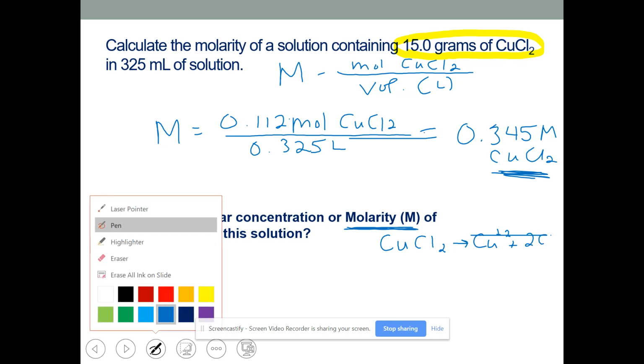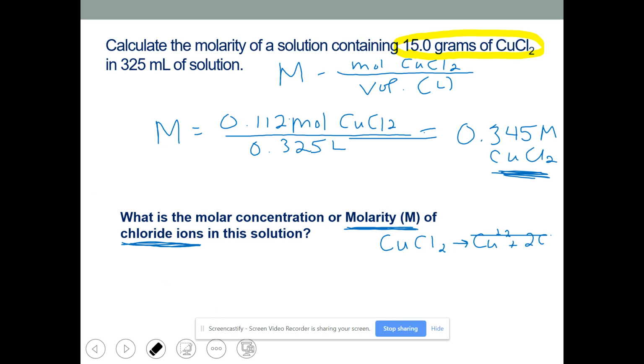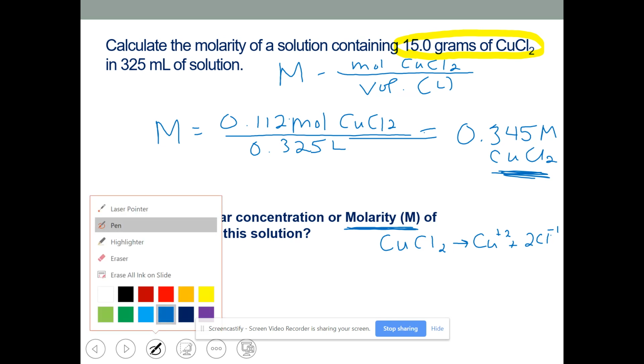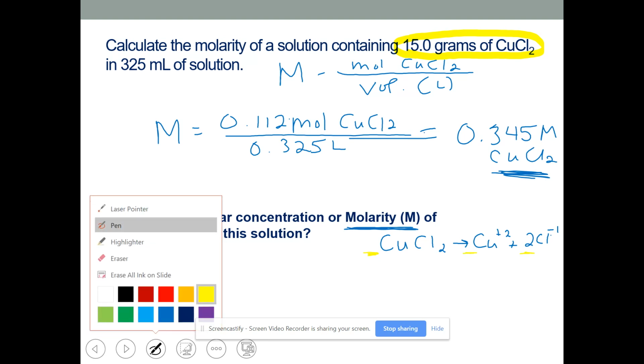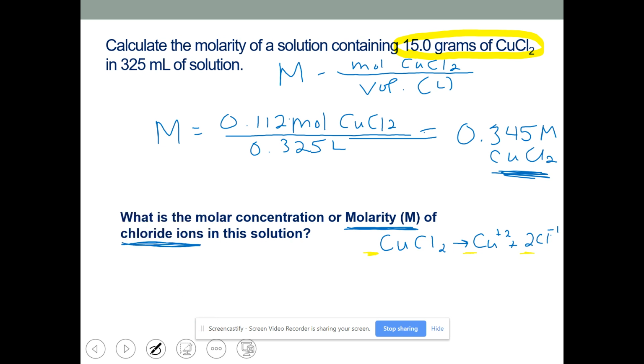dang it, again, it's going to break apart to give you 1 copper 2 ion and 2 chloride ions. Now, this is really important because we now know the ratio, that it's 1 to 1 to 2. For every 1 mole of copper chloride that breaks apart, we're going to get 2 moles of chloride ions.